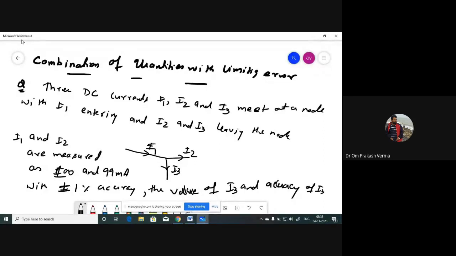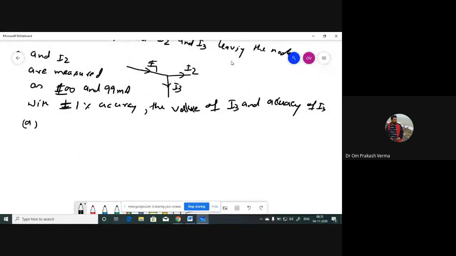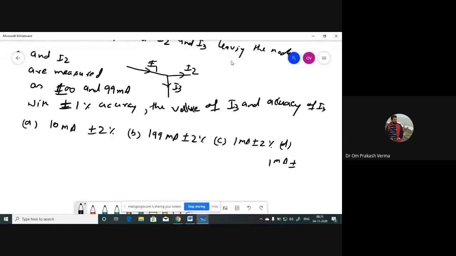I'm giving the options also. The first option is 10 milliampere plus minus 2% of limiting error. Option B is 199 milliampere plus minus 2% of limiting error. Option C is 1 milliampere plus minus 2% of the limiting error. And option D is 1 milliampere with plus minus 199% of the limiting error. So how do you proceed to solve such a numerical?